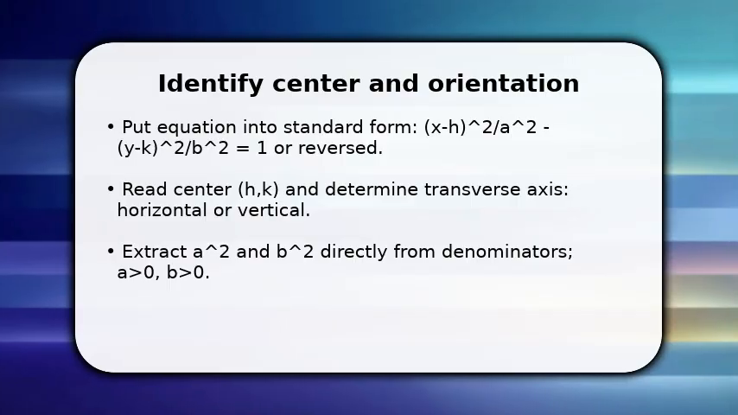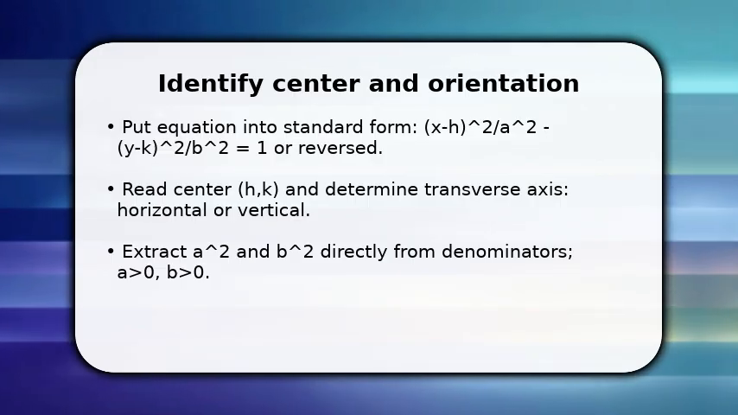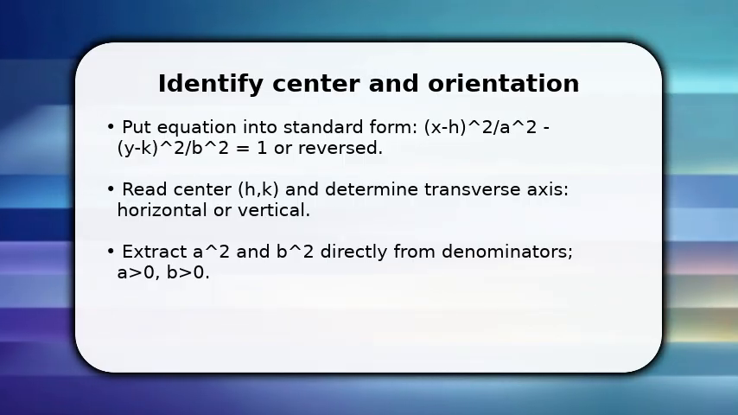You start by forcing the equation into standard form, complete squares if needed, and divide to get denominators. Once done, read the center h, k from the shifted terms and decide orientation. If the x term is positive, the transverse axis is horizontal. If the y term is positive, it is vertical.